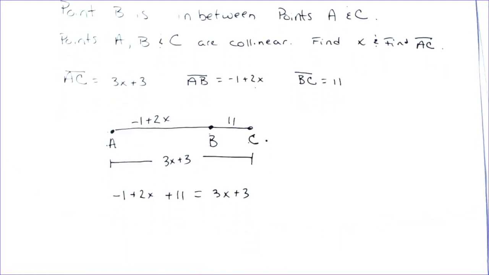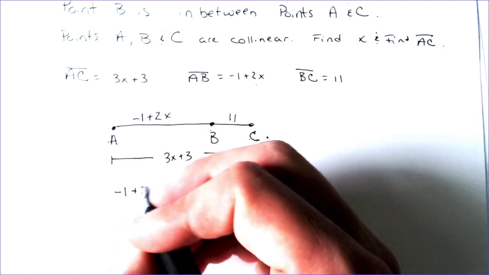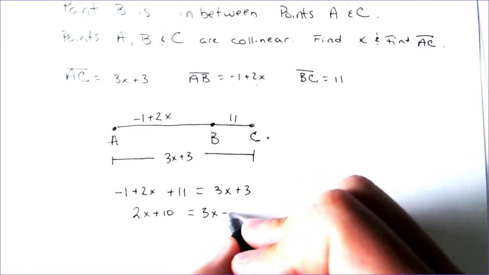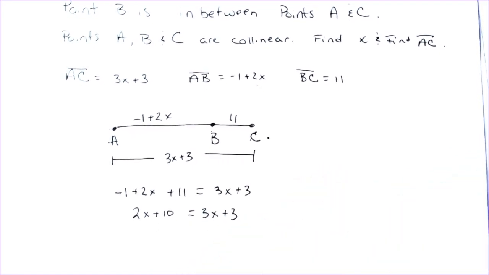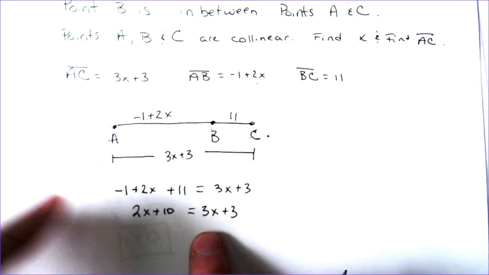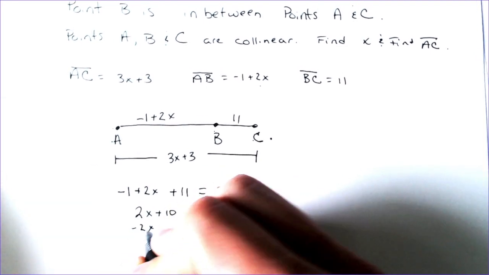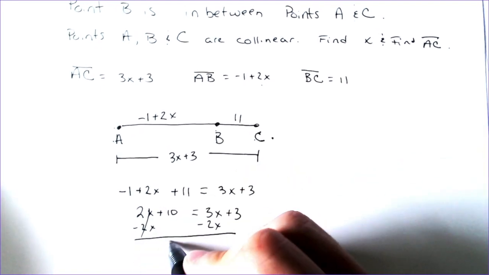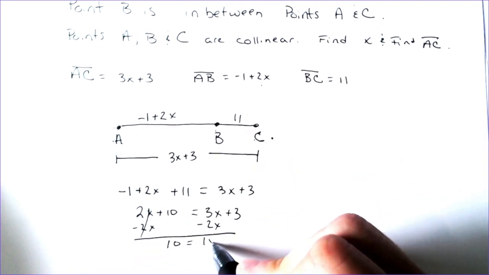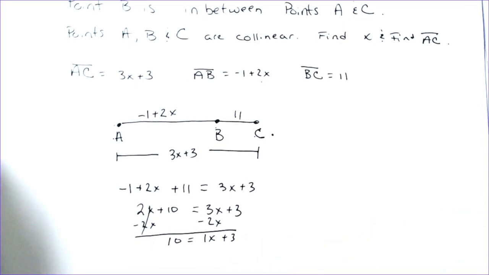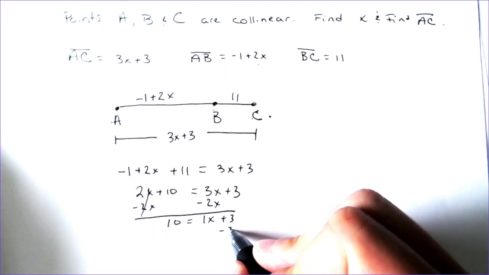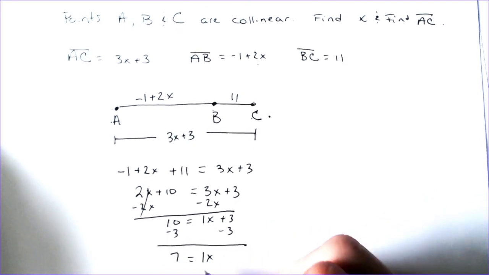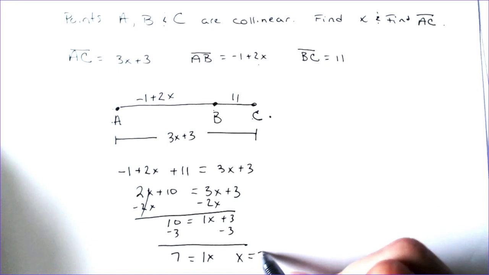We still have to combine like terms, so I'm going to combine negative 1 and 11 to make 10. So I got 2x plus 10 equals 3x plus 3. Now you can move the x's either to the left or the right side of the equation, but in this case, I think it's a little easier to move the 2x over because it will remain positive. 3 minus 2 is 1x plus 3. And we're going to subtract 3 and find out that 1x is equal to 7, which really just means that x is equal to 7.